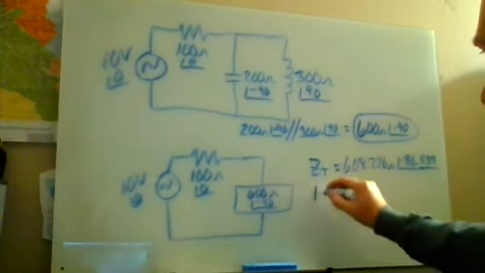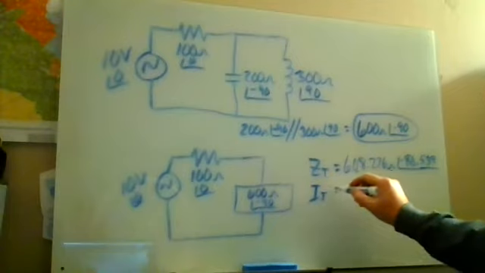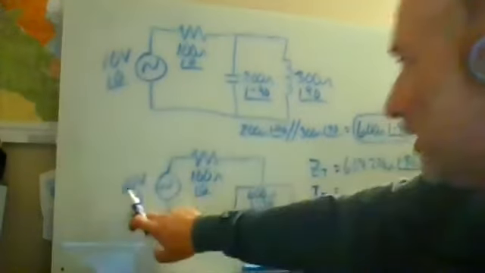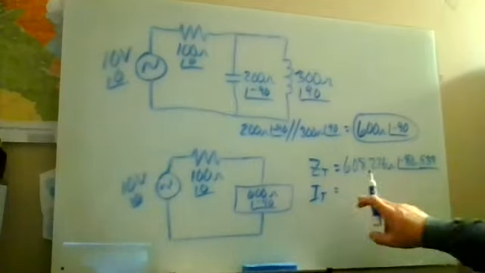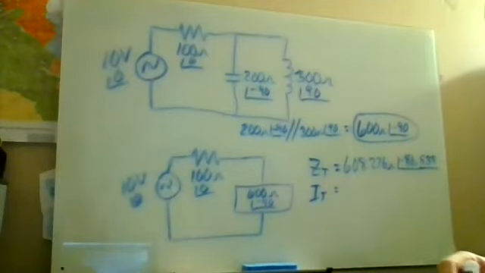Now I can find my I total. Because how do I find I total? E total divided by Z total gives me I total. So somebody figure that out for me. Tell me what we get there.